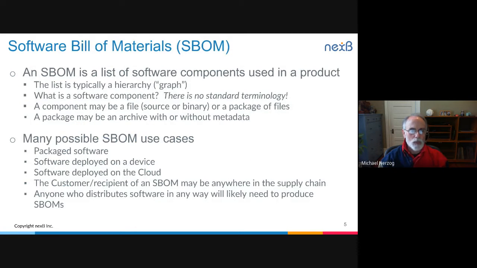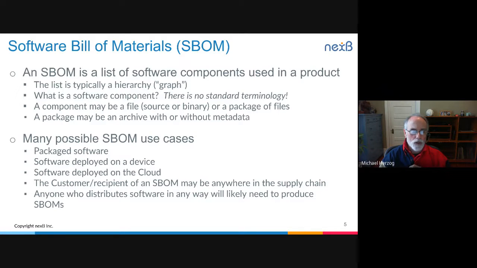So what is a software bill of materials? Well, it's basically a list of software components. Sounds kind of simple. Used in a product. A product could be anything. It could be a consumer product, could be a business product, could be something that's exchanged between two companies' supply chain. It's usually, the old-fashioned term is hierarchy. I guess people these days talk about graphs, but that's usually the nature of the list.